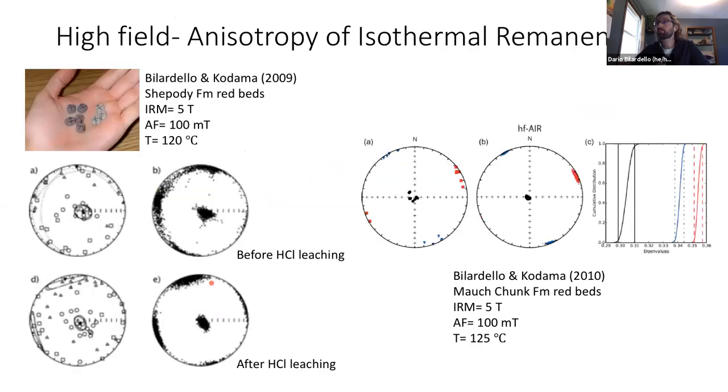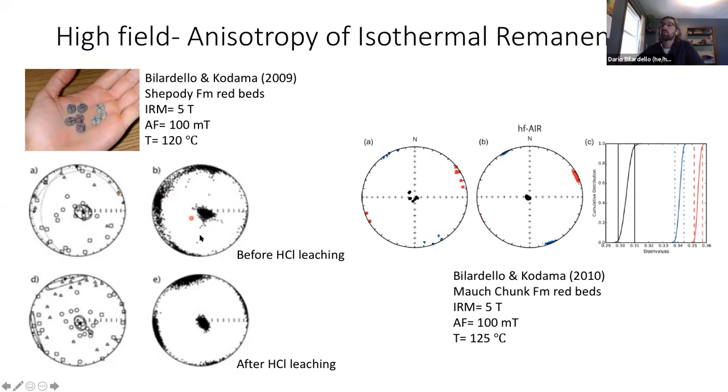So the technique that I developed is this high field AIRM technique, applying IRMs of 5 Teslas, or 5.5 Teslas in some cases, and following these by AF demagnetizations to eliminate the contribution of magnetite, and also thermal demagnetization in small temperature steps to eliminate the contribution of goethite if present. And in some cases, I also HCl acid leached the samples to remove the contribution of pigmentary hematite.